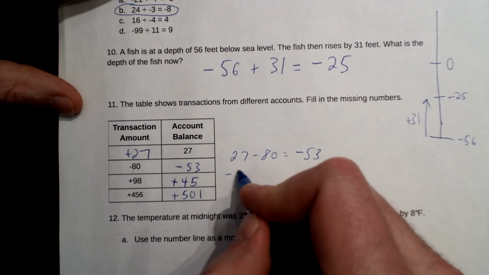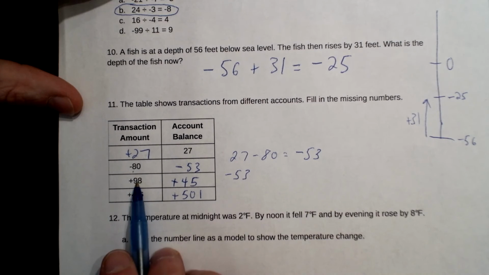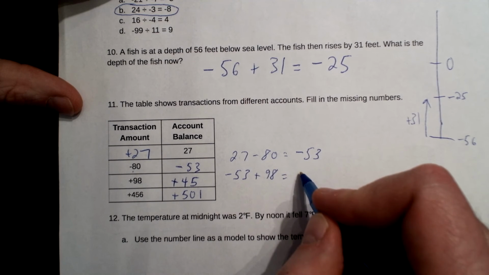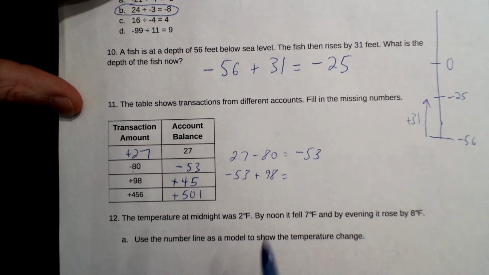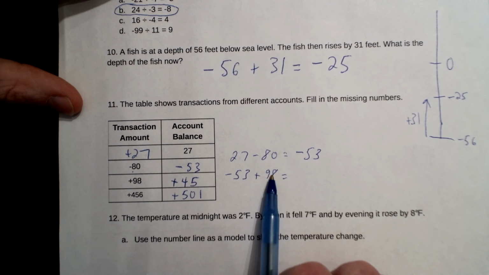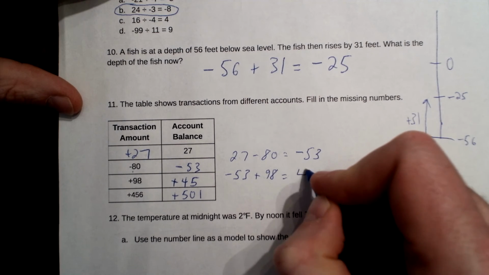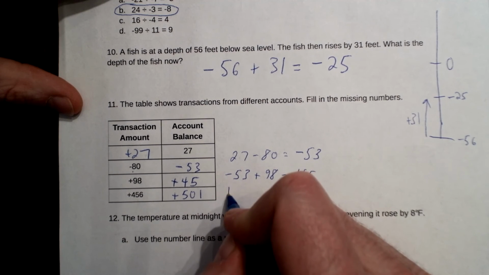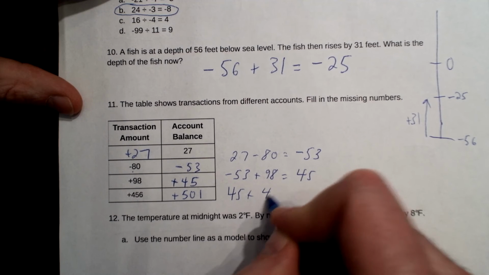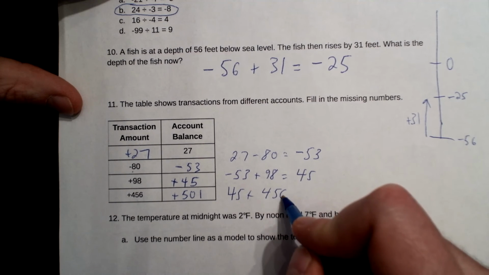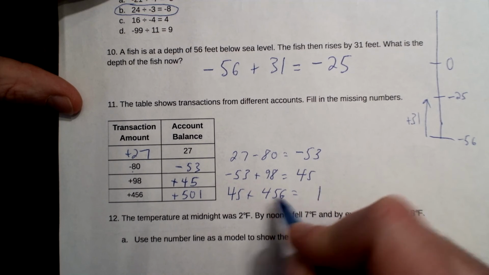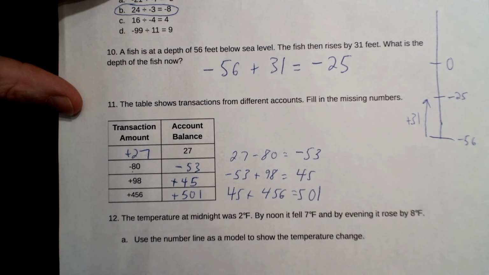And then with that -53, I added 98. And that's how I got that 45. Now if you're thinking, I could actually take 53 away from this and get that 45, so +45. And then I added 456 more. So that would be, make sure to do math right here, so yeah, $501.